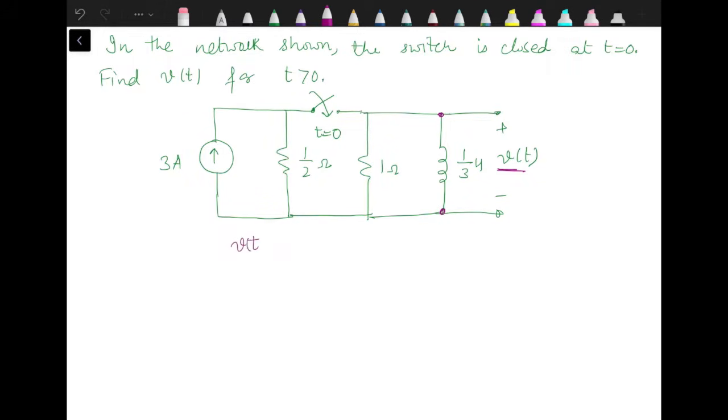We can find out Vt by using expression L di by dt, where i is the current through the inductor. So firstly, we need to obtain the expression of current through the inductor for t greater than 0. Then we can substitute that expression of current in this equation in order to find out the voltage across an inductor. So let's start.